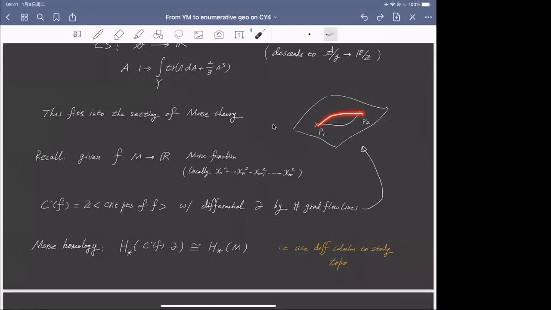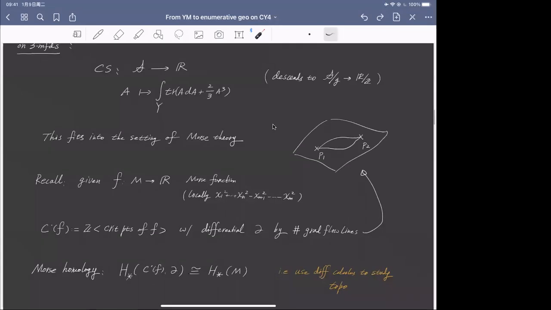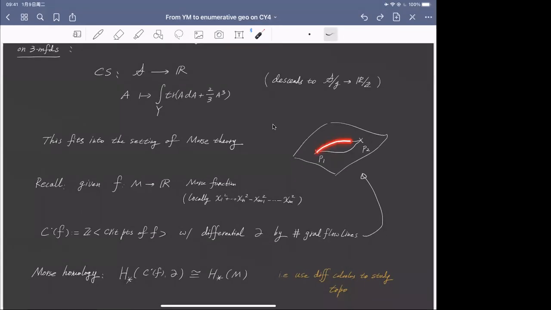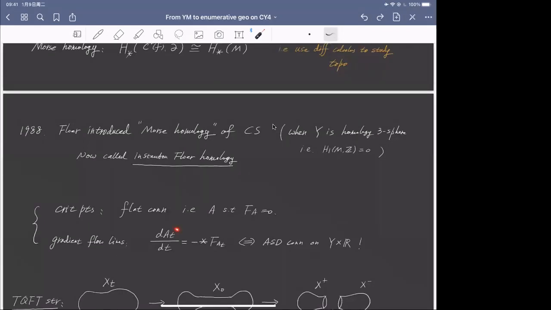Because any point here is a connection. It's a connection because the domain is now A. So now if you want to draw a real line, this is a one parameter family of connections on three manifolds. So this refers to this parameter T, this is the parameter for this line.